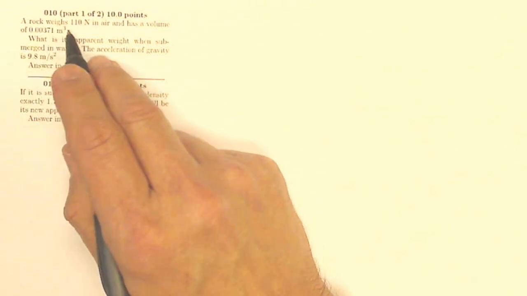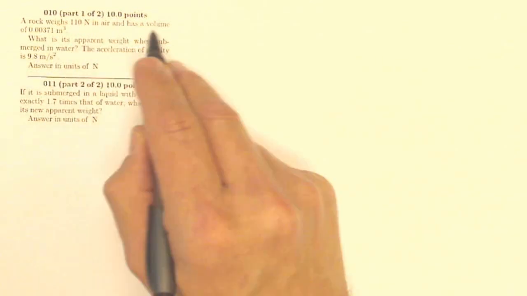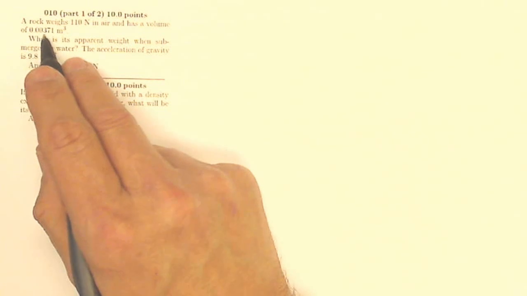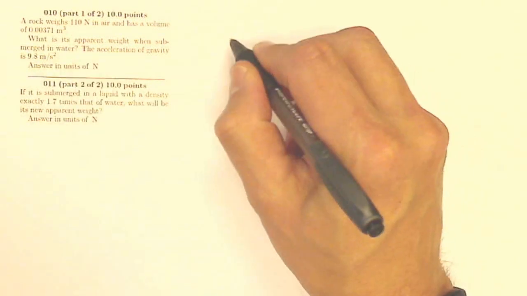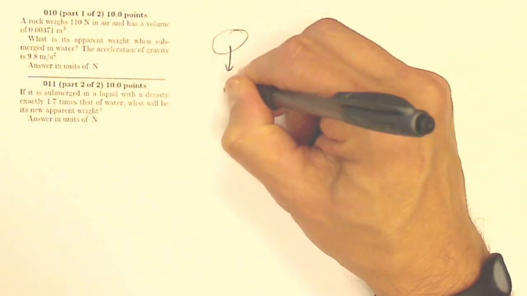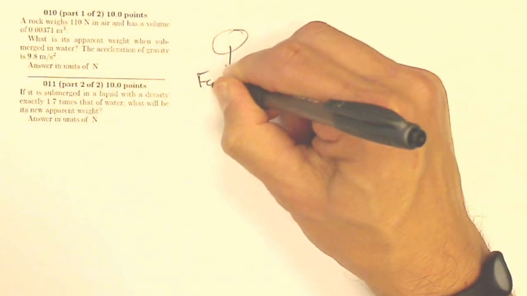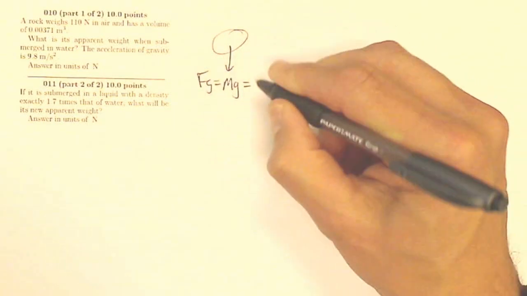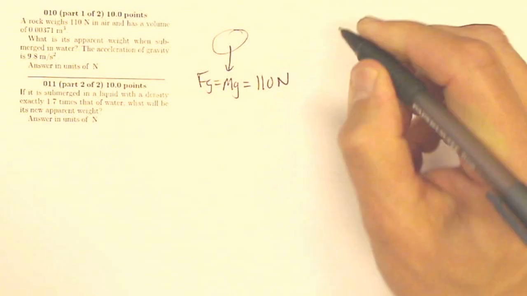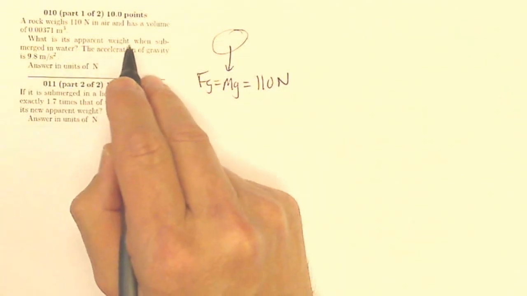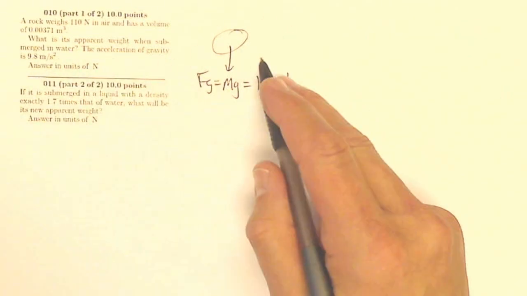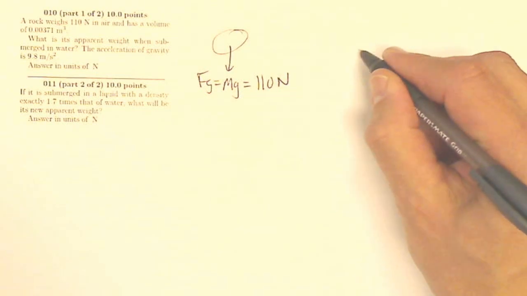A rock weighs 110 newtons in air and has a volume of 0.00371 cubic meters. So here's my rock. I know that the mg on it, the force of gravity on it, the weight, is 110 newtons. What is its apparent weight when submerged in water? So this is in air.